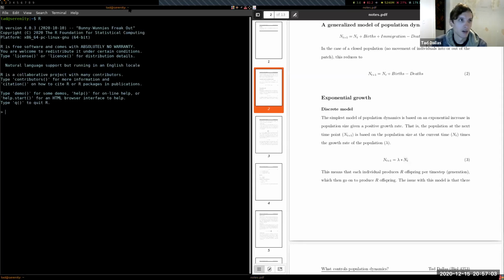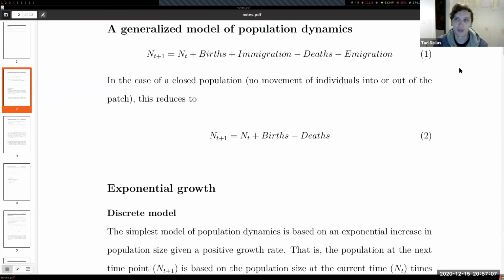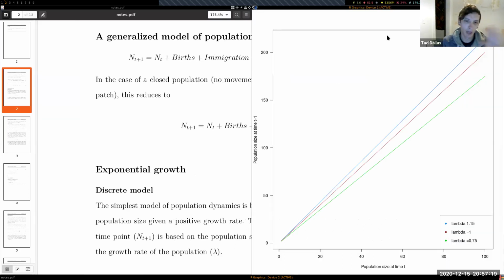All right. I'm actually going to move this outside of the window so you don't have to see the script. And now what I'm going to do is run some code that I wrote to look at exponential growth. Okay, so I'm moving over here a plot.